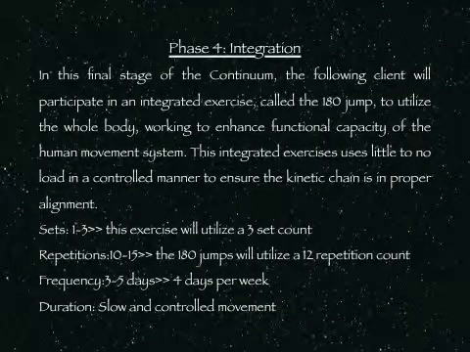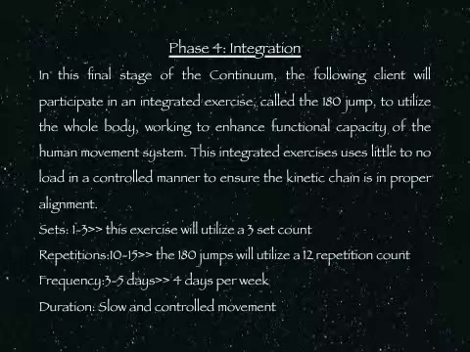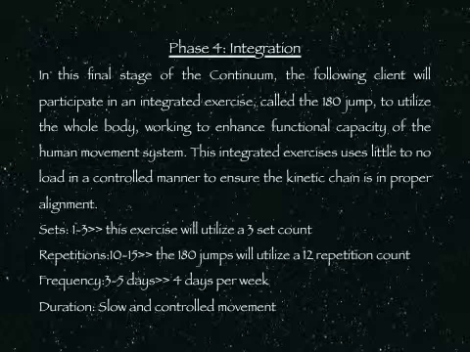This is phase 4 of integration. In the final stage of the continuum, the client will participate in an integrated exercise called the 180 jump to utilize the whole body, working to enhance functional capacity of the human movement system. This integrated exercise uses little to no load in a controlled manner to ensure the kinetic chain is in proper alignment. 1 to 3 sets is normally applied.